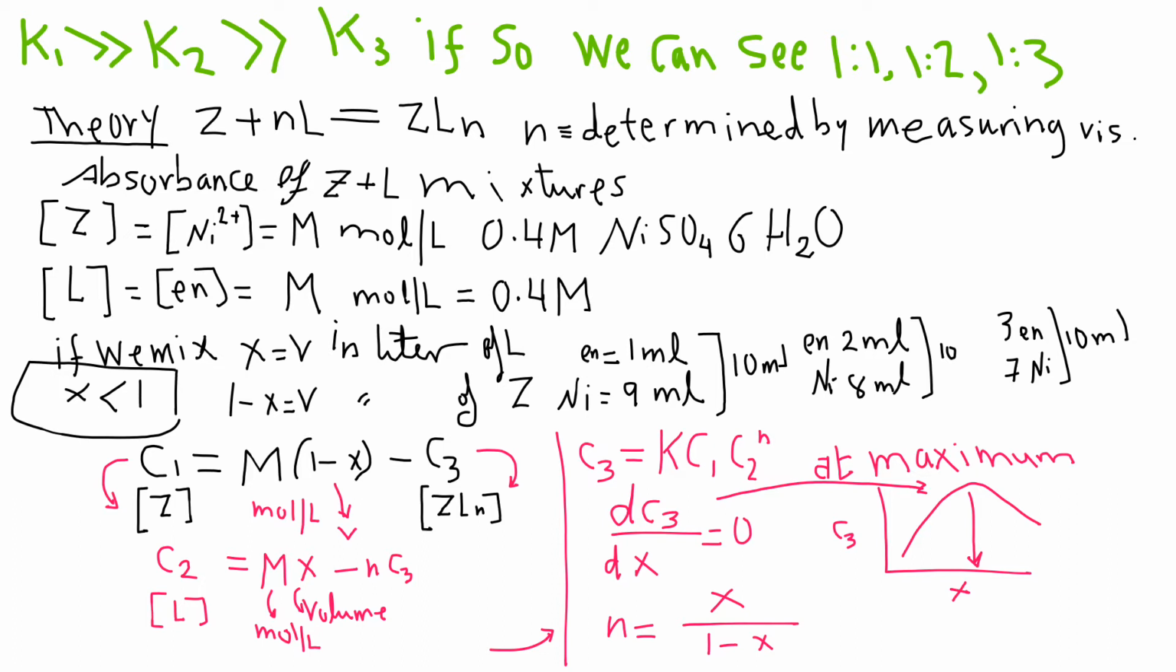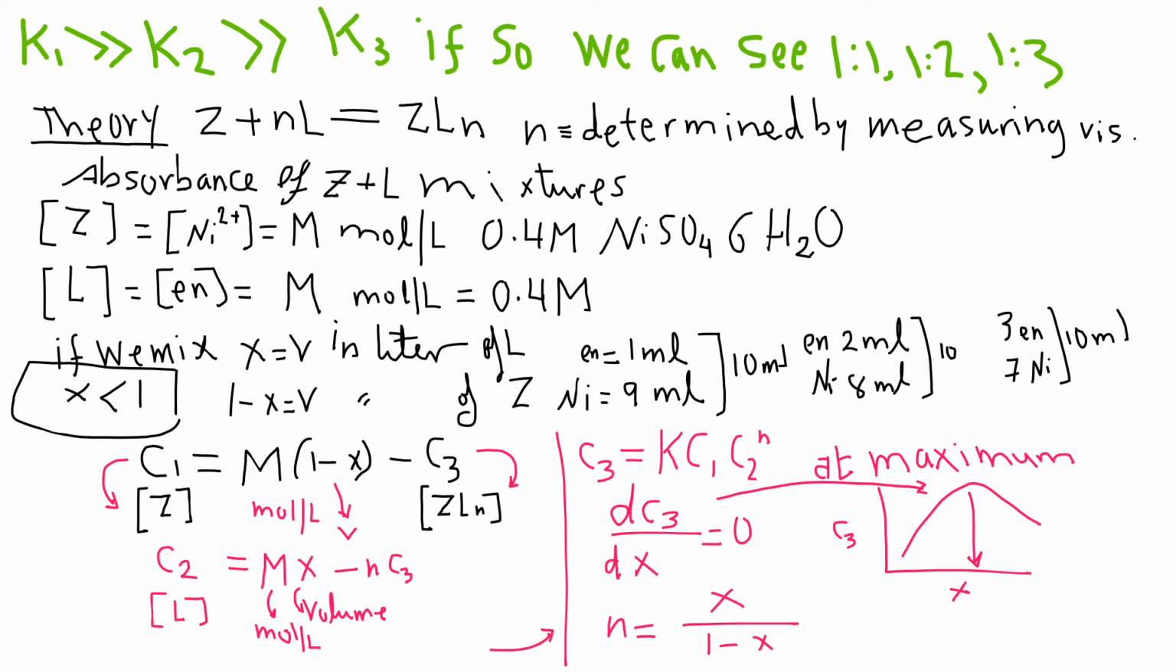Now, the theory behind this experiment, as we said, we mix the Z, which is the metal, with N ligands to give the complex ZLN. So N is determined by measuring the visible absorbance of a mixture of Z plus L, which forms a complex ZLN at equilibrium. So we have metal, ligand, and complex in this equilibrium.